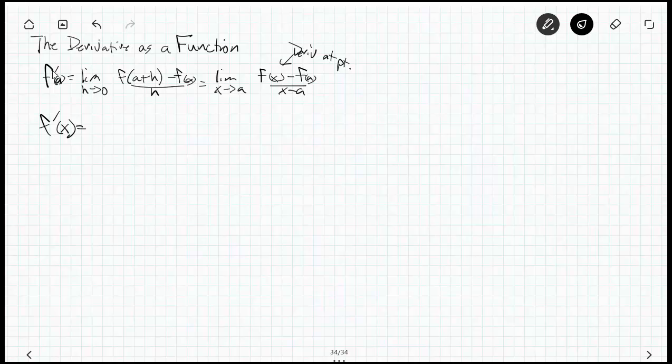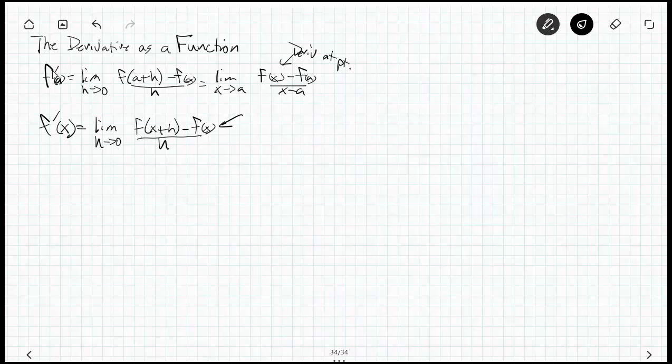Wherever I see an a, put an x. So if I take the limit as h approaches 0 of f of x plus h minus f of x all over h, I'm done. Now, I can't use this formula anymore. This is only for a derivative at a point because you can probably see what happens. I end up with f of x minus f of x over x minus a, and that doesn't work. So I'm stuck with this guy.